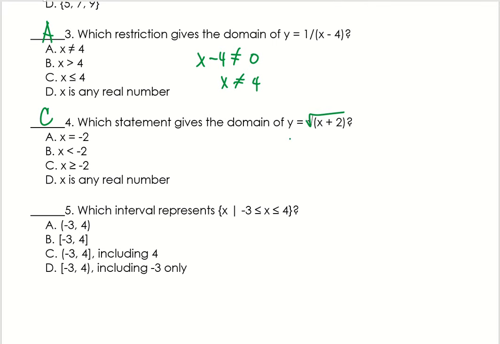Okay, number 5, which interval represents x such that -3 is less than or equal to x less than or equal to positive 4? So for number 5, we got -3 to positive 4. Since meron tayong equal to, bracket po yung gagamitin. Pag siya ay greater than or less than, parentheses.